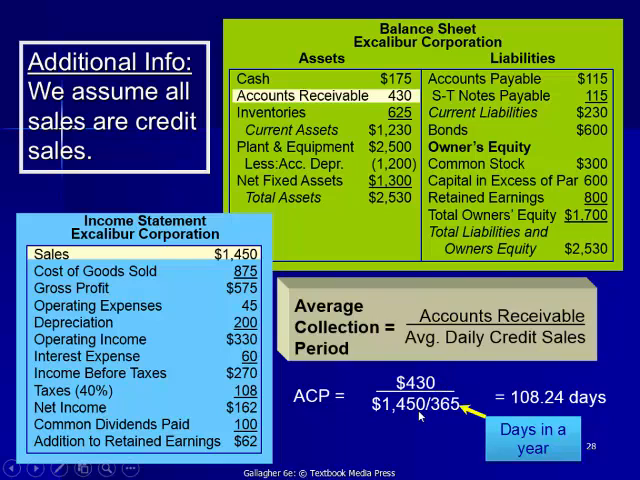The average daily credit sales is the total sales divided by the number of days in the year. So that number seems fairly high. If your credit terms were net 90, that is, you requested that your customers pay you within 90 days when you send out the invoice, this would clearly be an area of concern. If, on the other hand, you're a furniture store that offers customers 6 months to pay, that would be a low number in that context.